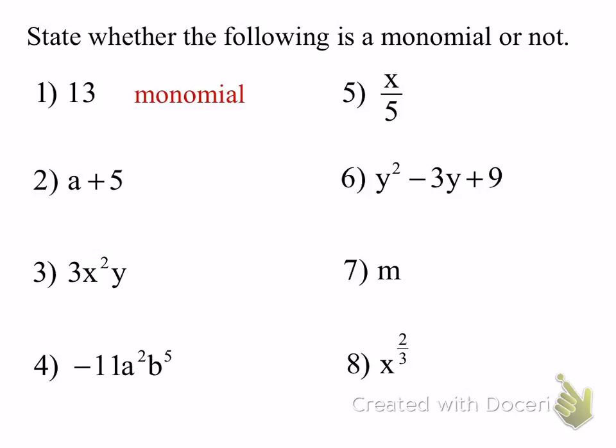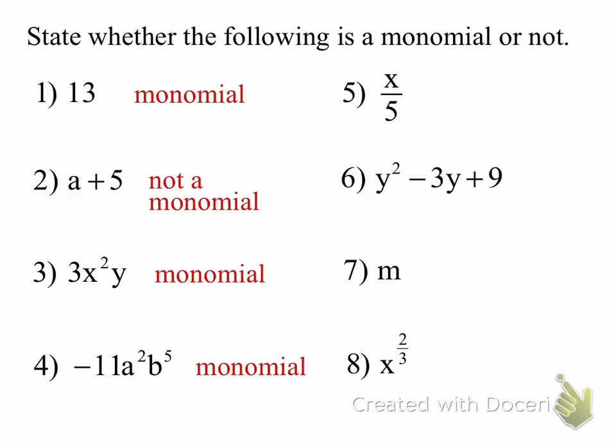No. Okay, can anybody think about what this might be called? Let's go with Jack. A binomial. Bi means 2, and there's 2 terms, so it's a binomial, but it is not a monomial. Number 3, let's go with Ryan. It is a monomial. And number 4, Michael. Yes, it's a monomial.